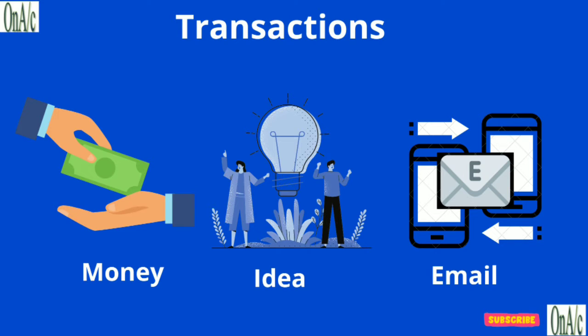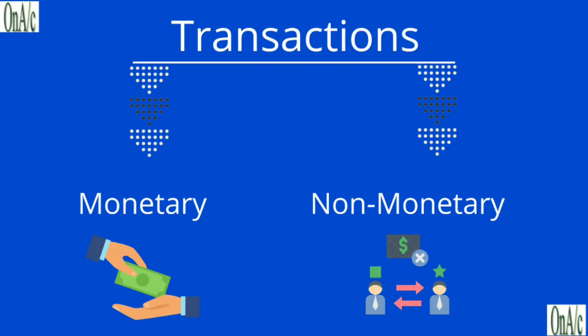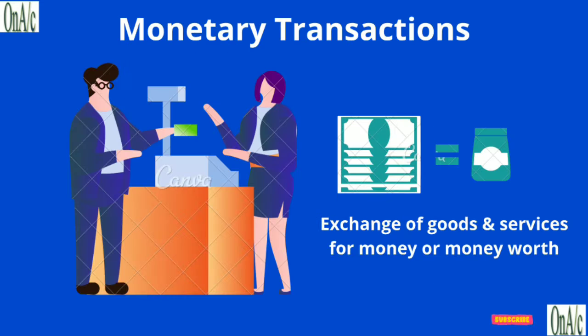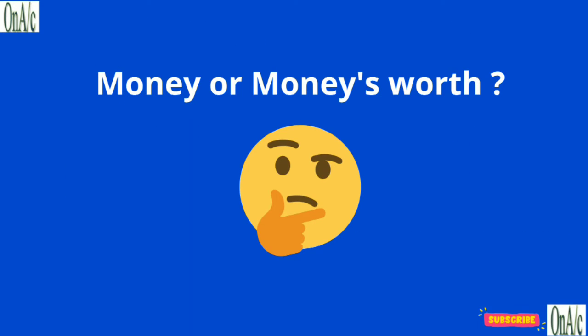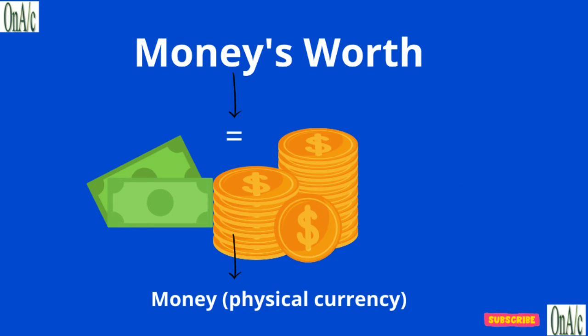Transactions are mainly of two types: monetary transactions and non-monetary transactions. The transaction which involves an exchange of money or money worth directly or indirectly is called a monetary transaction. Now, the question may arise, what is money or money worth? So, money is nothing but a currency that we use to buy or sell goods in our day-to-day life, whereas money worth means something that is recognized as equivalent to money.